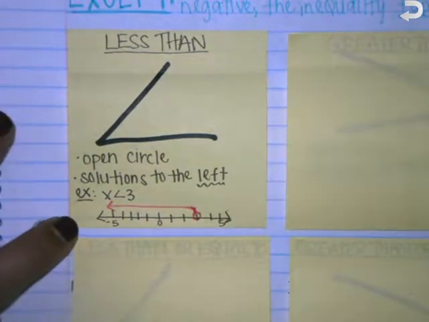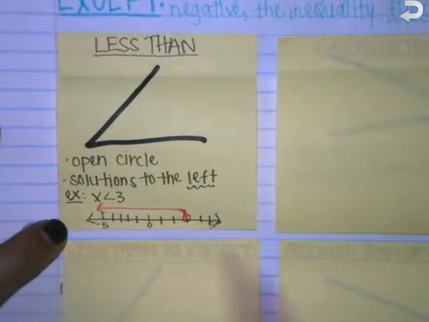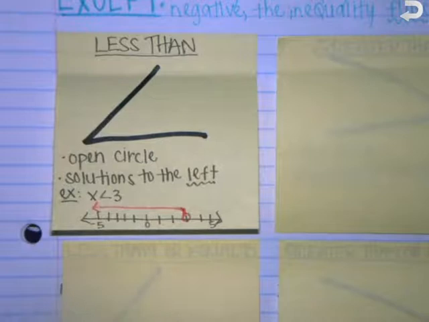So how many solutions do we actually have? An infinite amount, because we keep going into the negatives forever and ever and ever. Because the numbers never end.